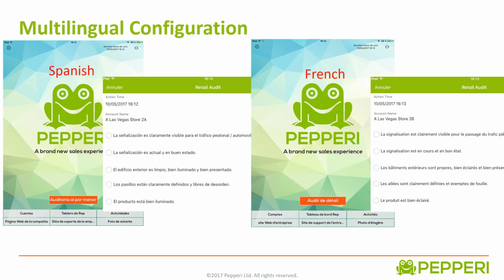So it gives you a lot of flexibility to make the app very appealing to reps that speak many different languages, while using the same exact Pepperi account. You're just uploading a few CSV files where you're translating those key fields that you need your users to see in their specific language.